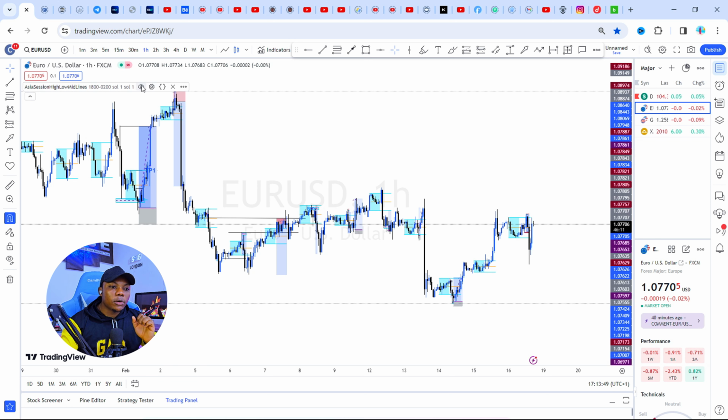Now this is the indicator. I have removed it here. Remember, I spoke to you guys about the AMD, which is the accumulation, the manipulation, and distribution. So we are going to be using this indicator to be able to get our accumulation, our manipulation, and our distribution.